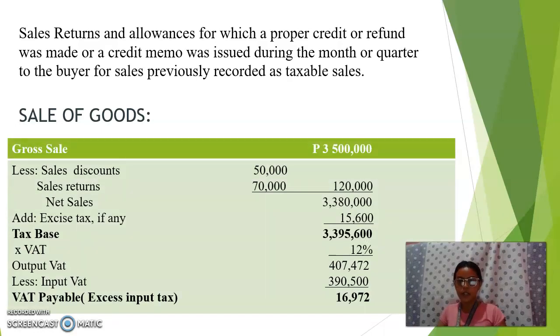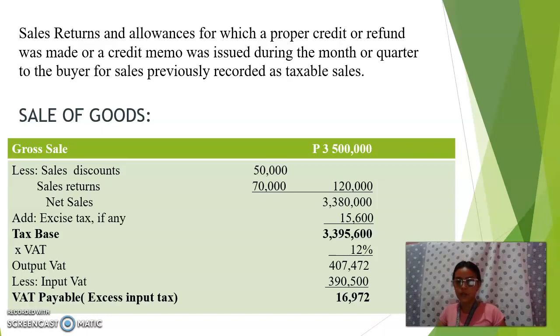Sales of goods. Gross sales 3,500,000 less the contra sales, which are sales discounts and sales returns, amounting to 120,000. Net sales 3,380,000. Add the excise tax. Excise tax is payable when the goods are delivered to the buyer, like fuel, amounting to 15,600. Then the tax base 3,396,600 times the VAT rate, which is 12%.